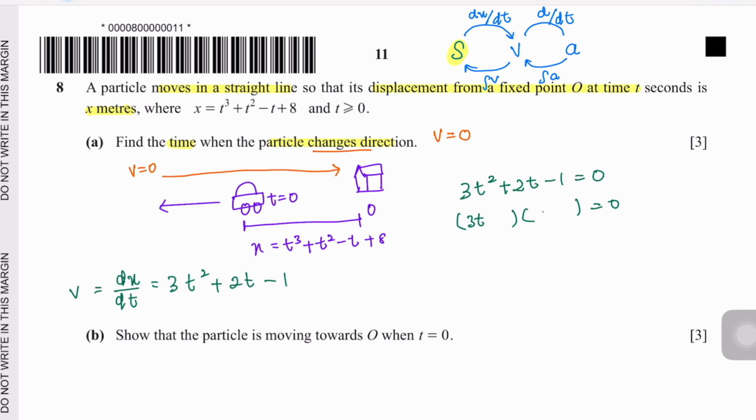3t minus 1 and t plus 1. Solving, 3t minus 1 equal to 0, t will be 1 over 3. For the other factor, t will be equal to negative 1. In this case, t is time and there's no negative time, so we will reject this. The velocity changes direction when the time is equal to 1 over 3.